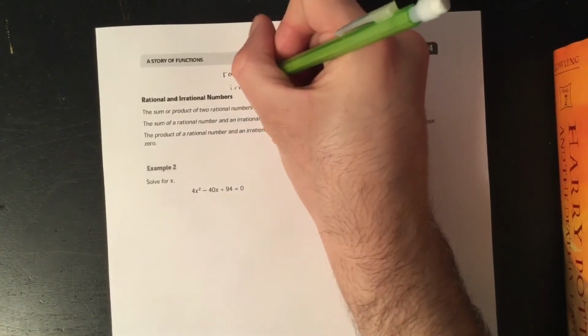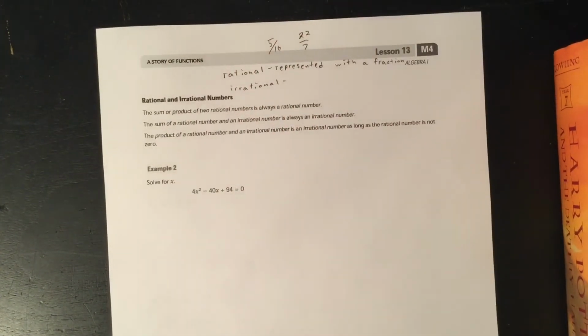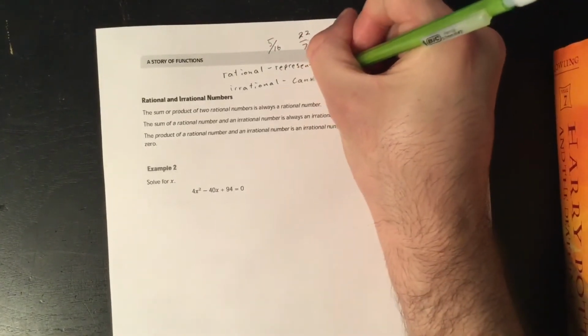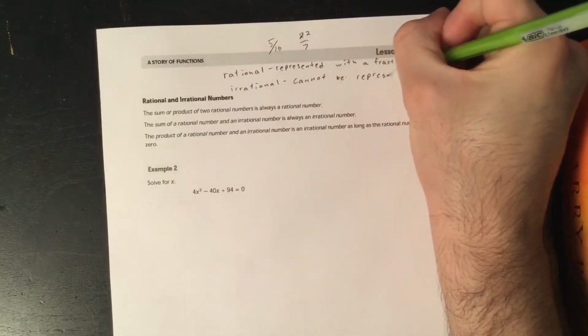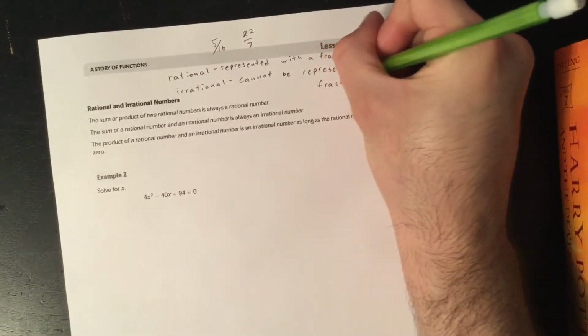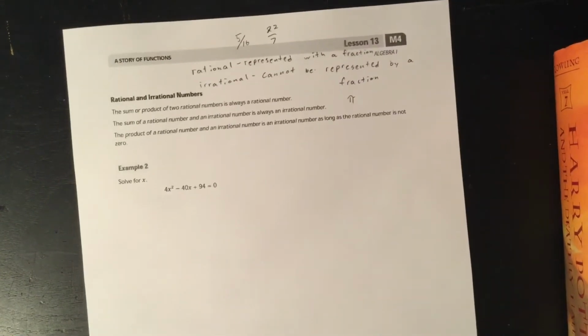So an irrational number is one that just keeps on going and there's never a rhyme or reason to it. The numbers don't repeat. So it cannot be represented by a fraction. So an example of this would be pi. Pi is an irrational number.